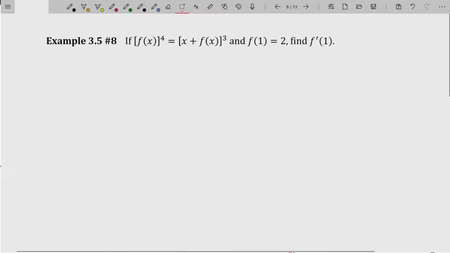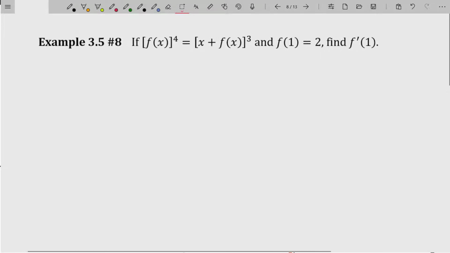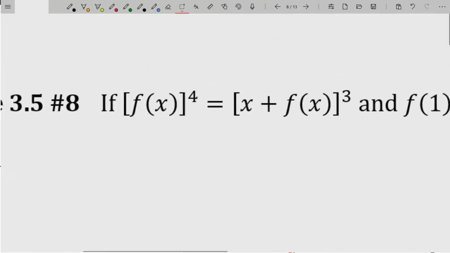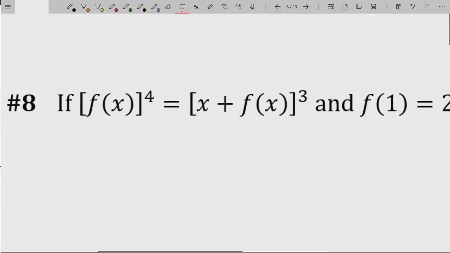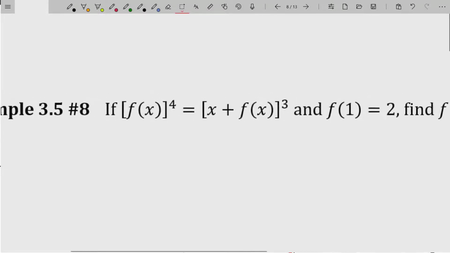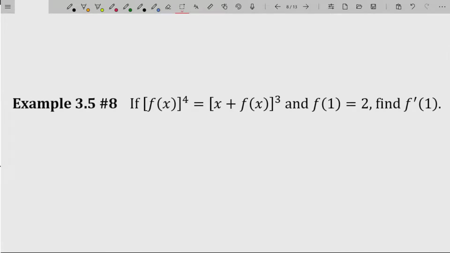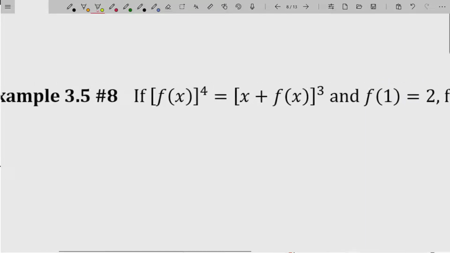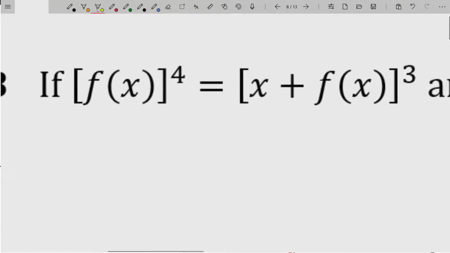In this example, we're going to go ahead and use implicit differentiation in a different format. This is one of those questions you see where it involves the idea of implicit differentiation without stating it. So if you have a function that when you raise to the fourth power is equal to the third power of the function plus x, and if you know that the function evaluated at 1 is 2, find f prime at 1. Now that seems a very robustly weird problem, but the real goal is to find f prime and evaluate it at 1. So let's go ahead and see if we can find f prime given this information.